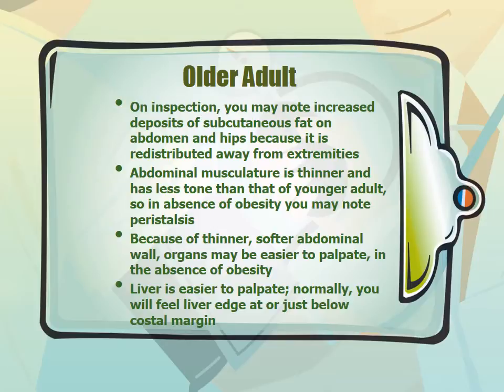The liver is easier to palpate in an older adult. Normally, you will be able to feel that liver edge at or just below that costal margin. With distended lungs and a depressed diaphragm, the liver can actually be palpated even lower. So if you have an individual that has COPD, you might actually feel it in a little bit different location. And the kidneys are usually easier to palpate too.